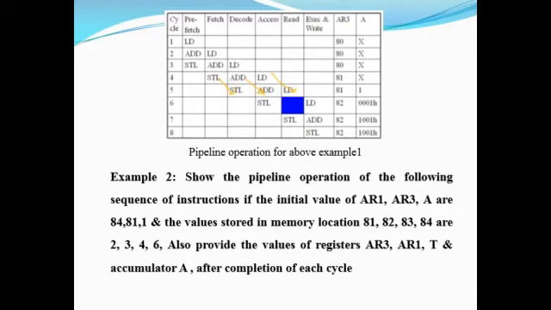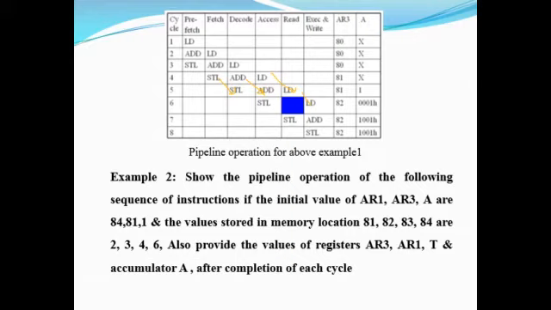Then again LD, so 82, where 001H is. Again STL, add 82, which has 1. Again STL, 82 has 1. So this is the pipeline operation for this particular example.